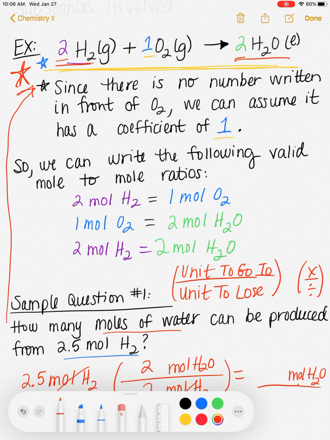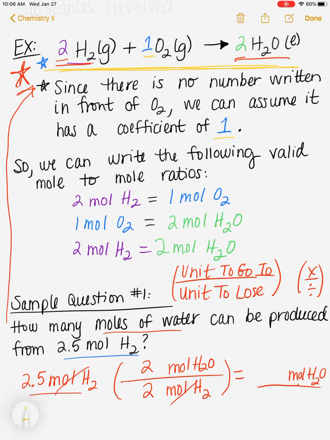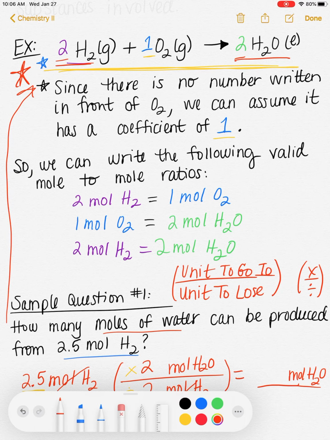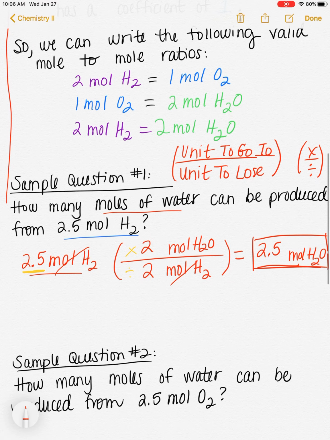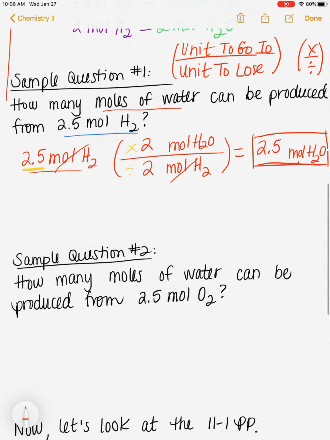So mathematically, what I'm going to do is plug 2.5 into my calculator to start. 2.5 times 2 divided by 2, which should give me an answer of 2.5 moles of H2O. All right, pretty simple since it was a 2:2 ratio. But what about if it's not always a 2:2 or 1:1 ratio?